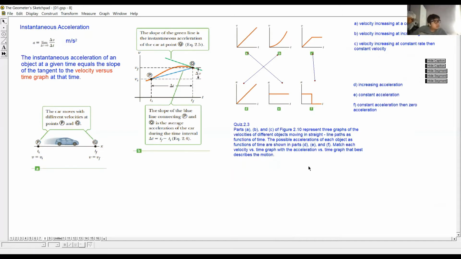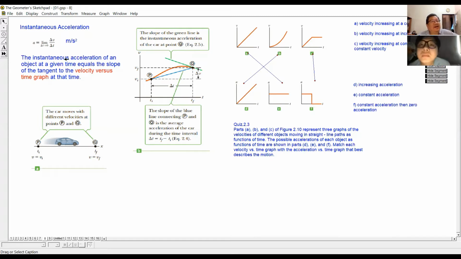Now we are talking about instantaneous acceleration. Instantaneous acceleration is no longer the average acceleration. Average acceleration is the acceleration taken over a period of time. Instantaneous acceleration is the acceleration at that particular moment. At that particular moment, it is not stretched over a period of time.